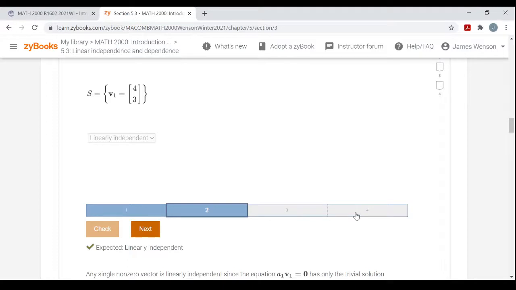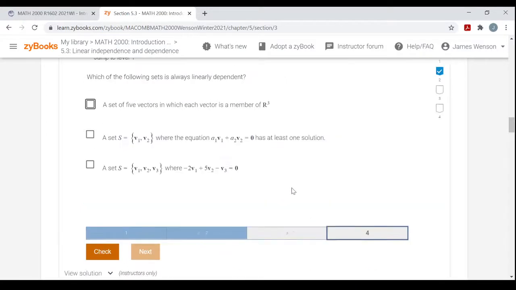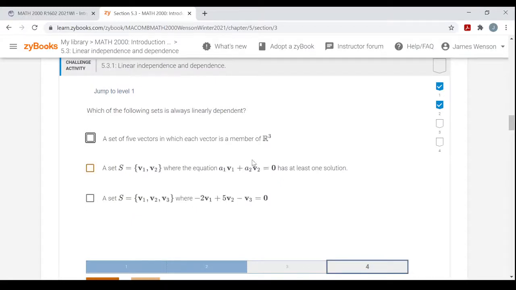Let me take a look at this last level. I'm not going to do it, but the last level just says which of the following sets is always dependent. So a set of 5 vectors where each vector has 3 components. Yes.